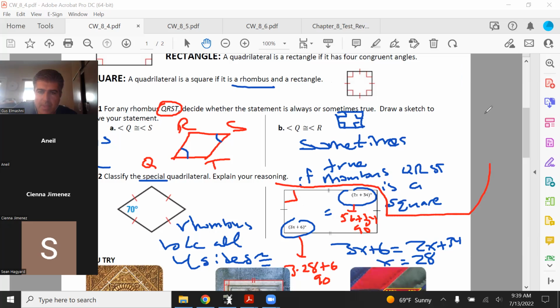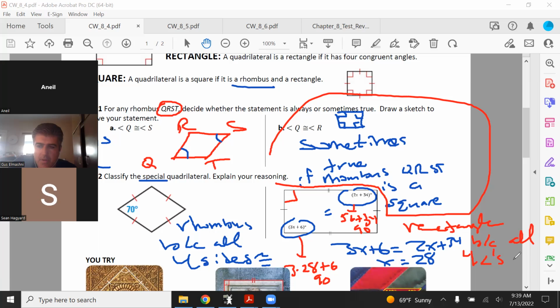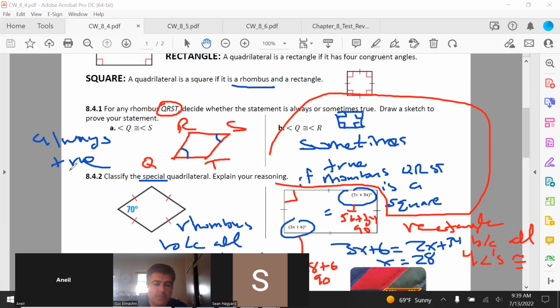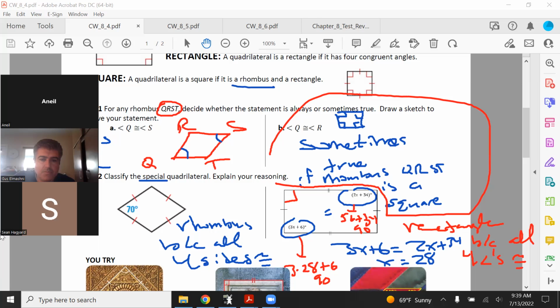I'll just separate that. That was for this problem. So for this one right here, because all 4 angles are congruent. And Neil, go ahead, question. For the, is that 56 plus 30? That's 56 plus 34. 34, thank you. Because you have a 34 right here.